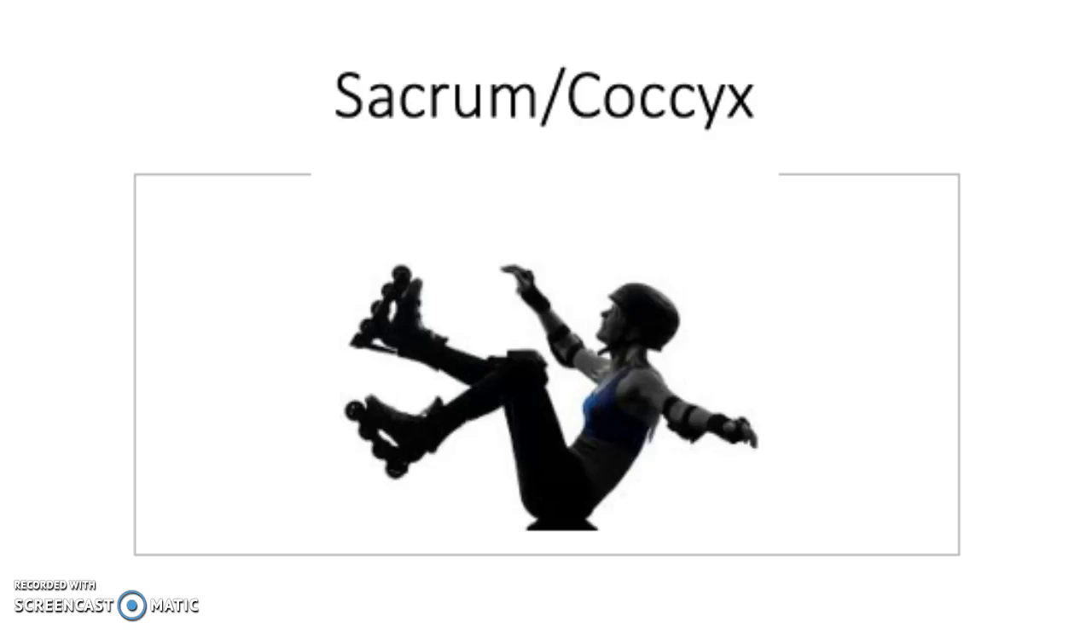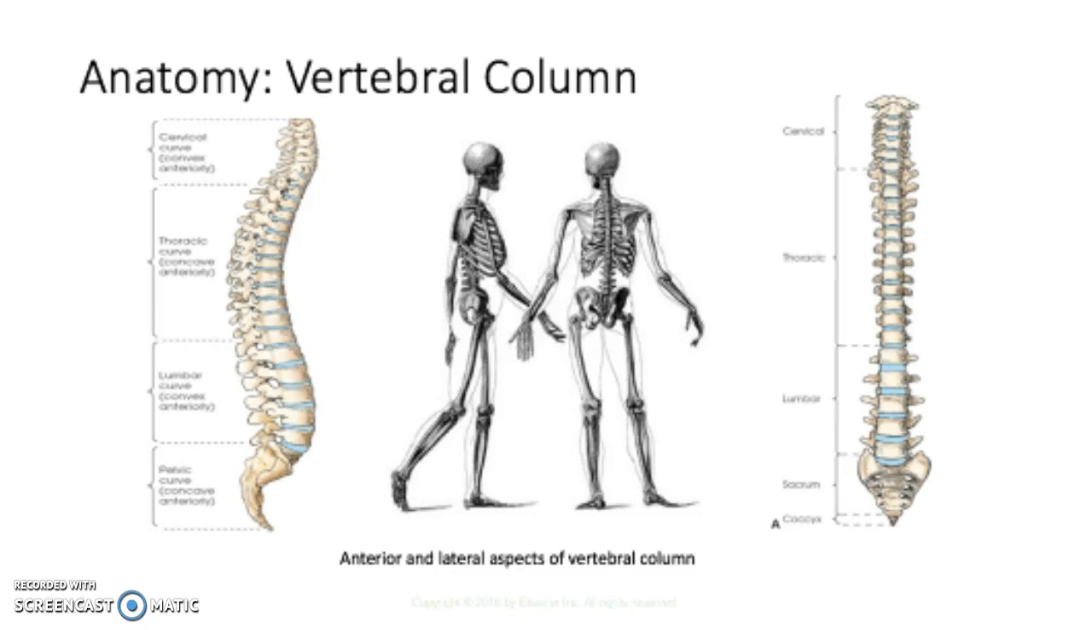Today we're going to talk about the sacrum and the coccyx. Here's a review of the vertebral column. We're going to talk about the lower, most inferior part of the vertebral column. You can see the pelvic curve here that we're talking about. And this is the anterior view.